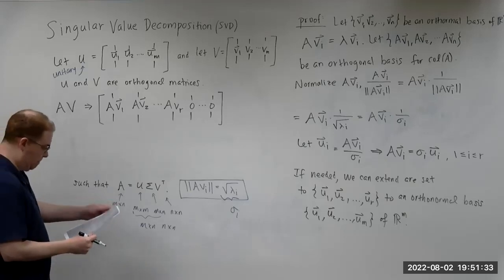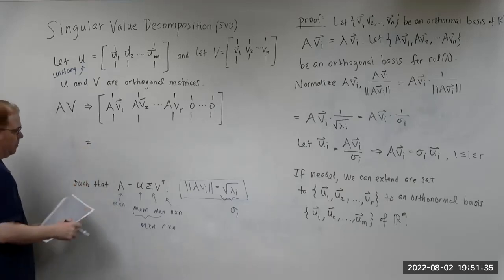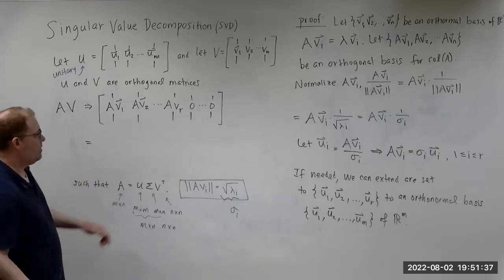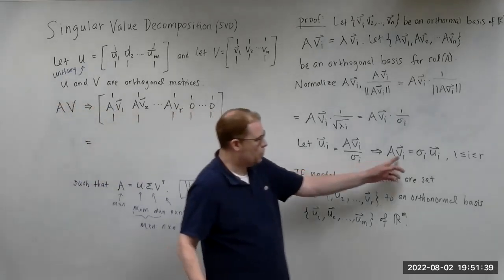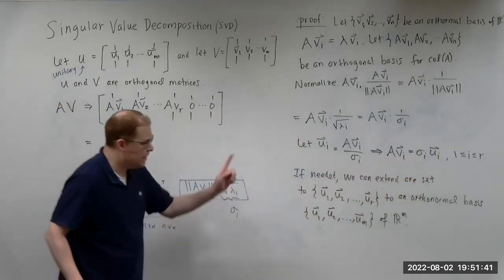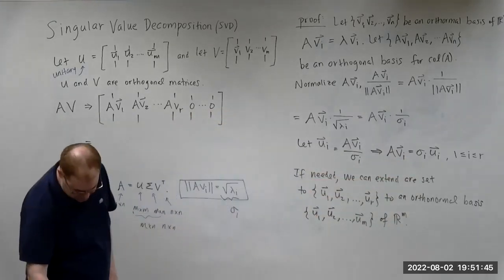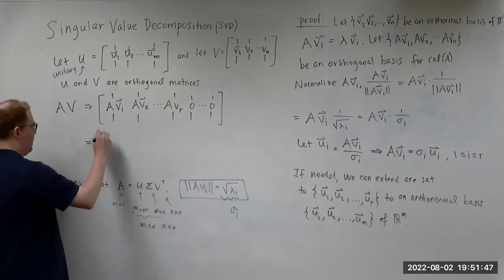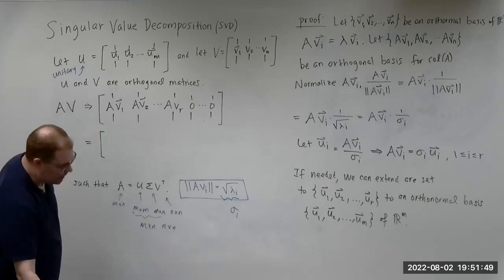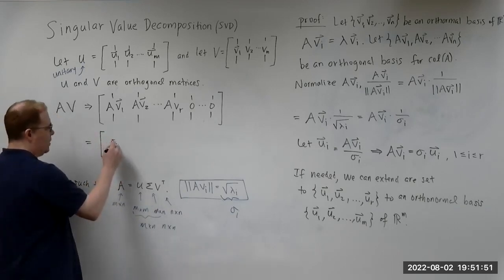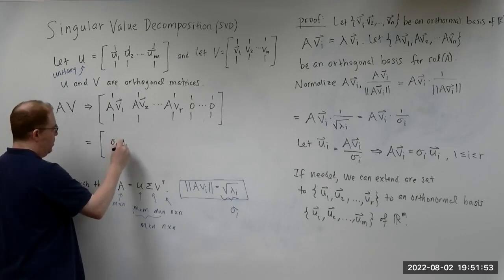And so going back here now, we have A times V equal to sigma i times U of i. Let's expand on that. That is going to be sigma 1 times U1.